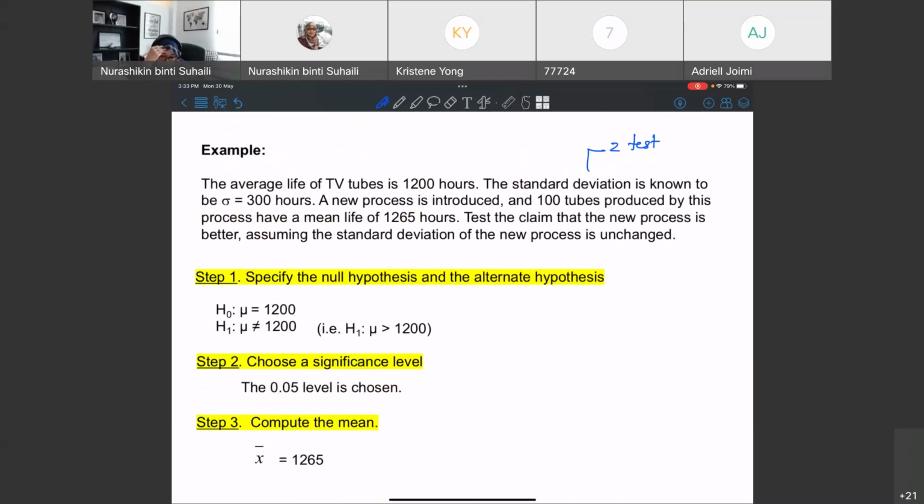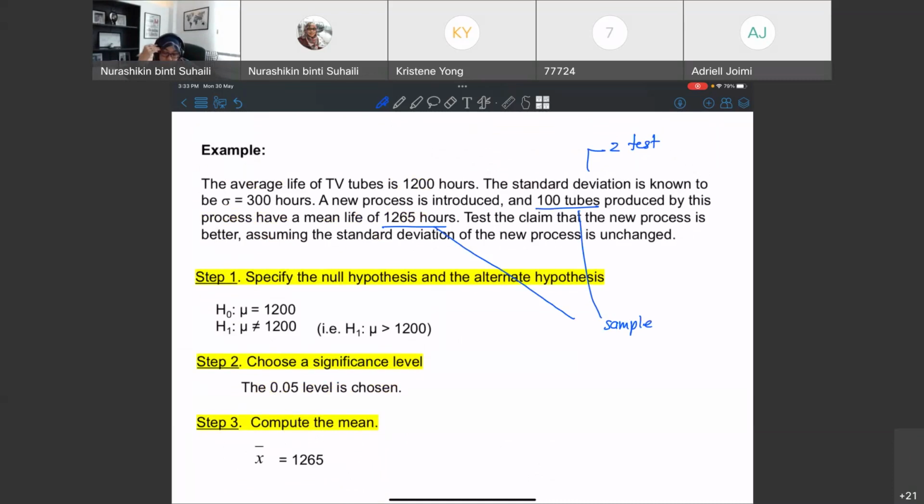A new process is introduced, and 100 tubes produced by this process have a mean life of 1,265 hours. So this is referring to the sample. It's a sub thing inside that. Test the claim that the new process is better, assuming the standard deviation is unchanged.